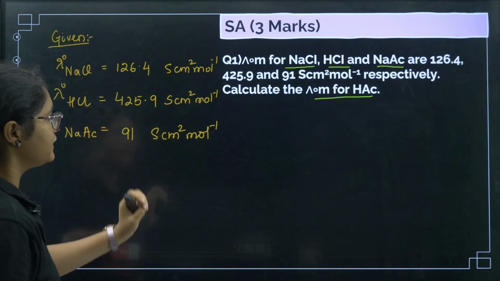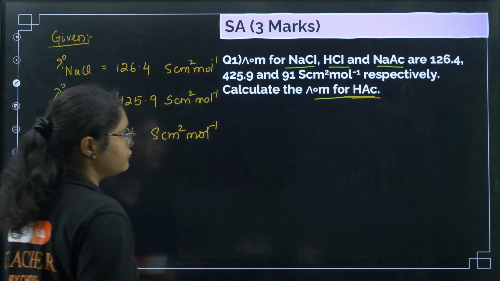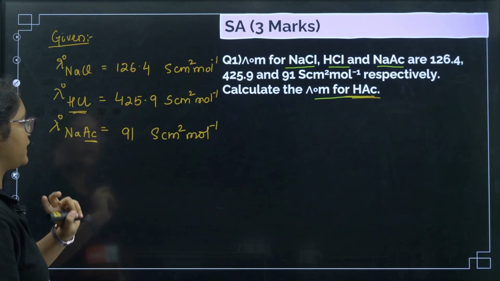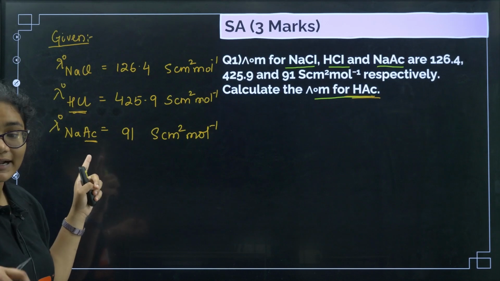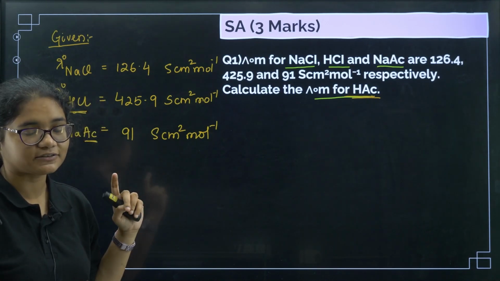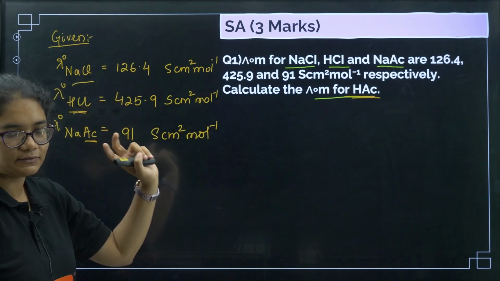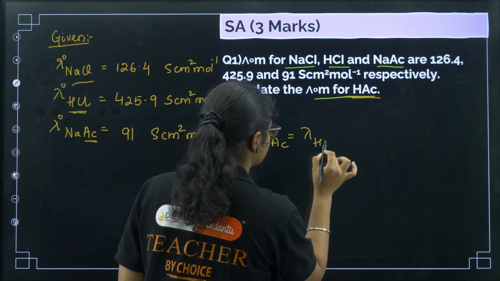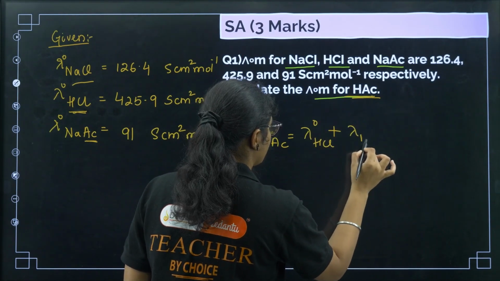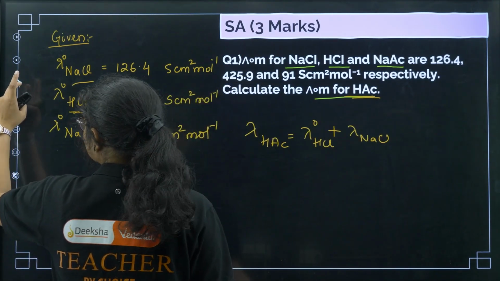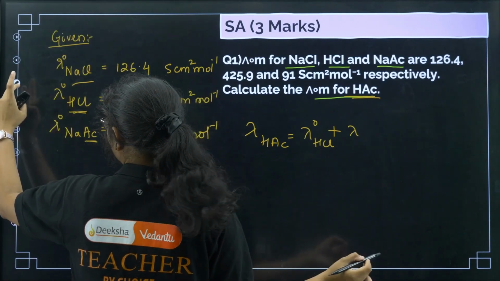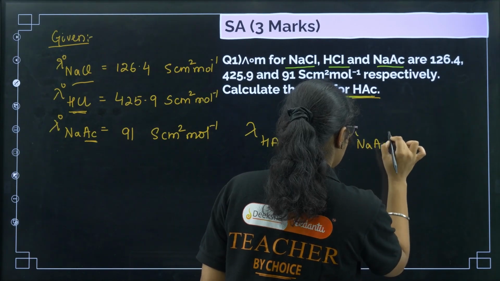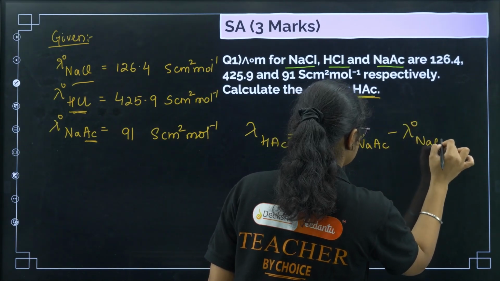Now we need the value for HAC. First see where we can get H, we can get it from here. From where we can get AC, we can get AC from here. Now if you add these two, we are getting extra NaCl, right? NaCl is produced extra and we need to subtract that. So I will subtract this one. So what will be my formula? Lambda naught of HAC will be equal to lambda of HCl plus lambda of NaAC minus lambda naught of NaCl.